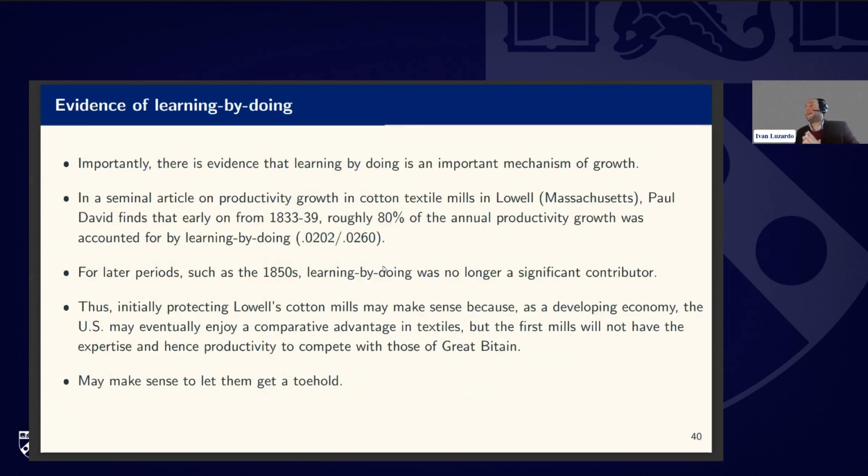And now, in this last minute, let me give you some practical examples, or some evidence, that we have to support this idea of learning by doing and economies of scale. We have a very influential article by Paul David, who explored the cotton textile mills in Massachusetts in the early 19th century. He finds that learning by doing increased productivity in the textile industry, and that learning by doing accounted for almost 80% of the annual productivity growth. So the takeaway here is that in this early stage of industrial development, learning by doing and protecting that industry had a positive impact on productivity.